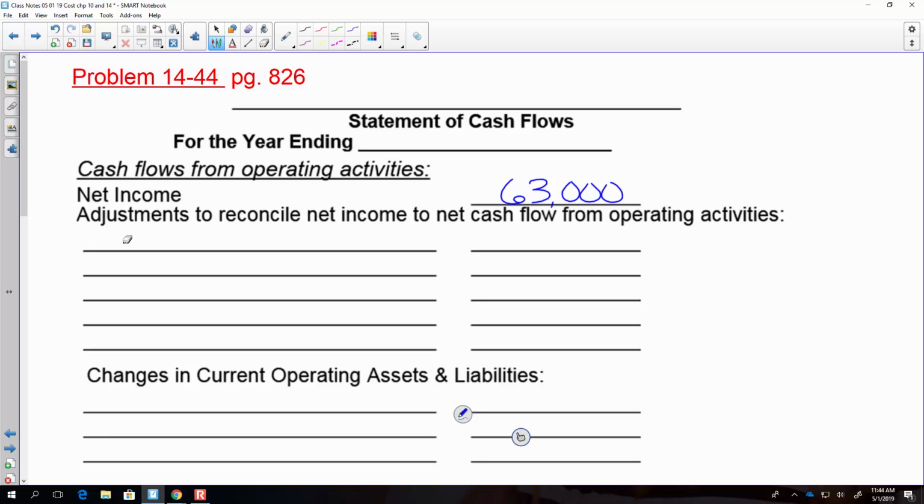What am I looking for here? Did you see anything? I'm looking for depreciation. We didn't sell or buy anything, that's true. You should know it. Depreciation, another possibility, amortization expense. These are some things that we might have to add back, right? These are pluses to our net income.